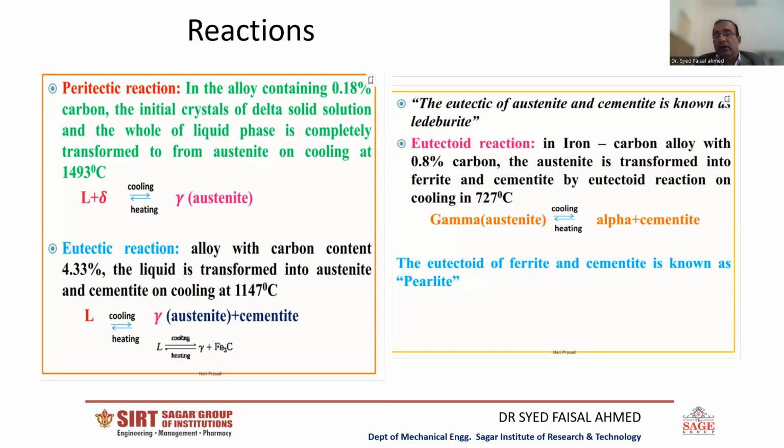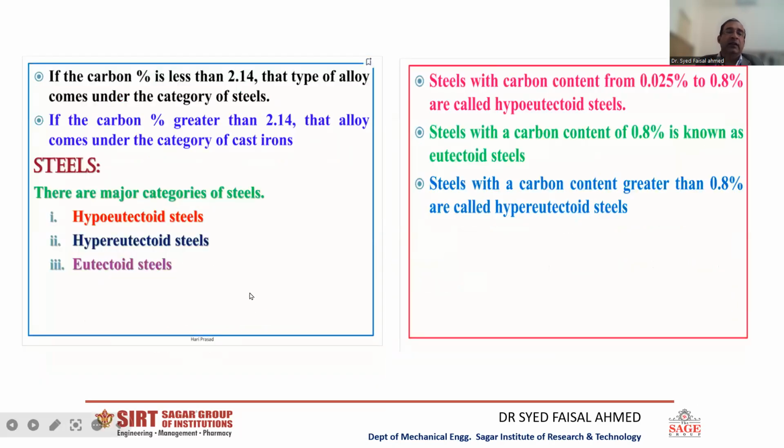This is very important. People will ask: what is ledeburite? What is cementite? So these are the definitions of ledeburite. Here, the eutectoid reaction: in an iron carbon alloy with 0.8% carbon, austenite transforms into ferrite and cementite by this reaction. Gamma austenite on cooling gives alpha plus cementite, and the eutectoid of ferrite and cementite is known as pearlite. So these are the concepts which are being clarified.